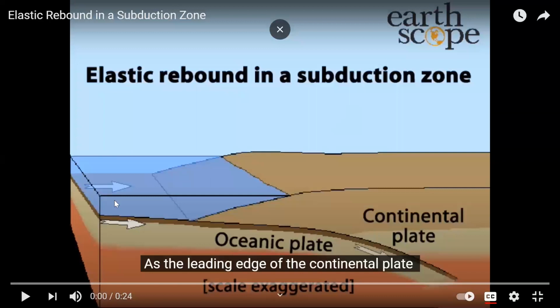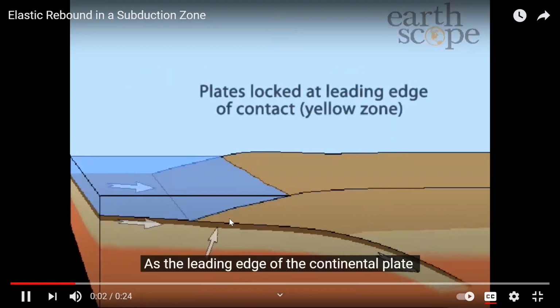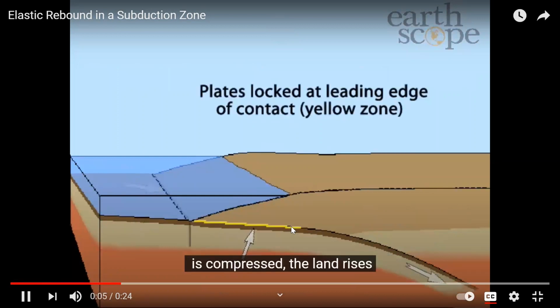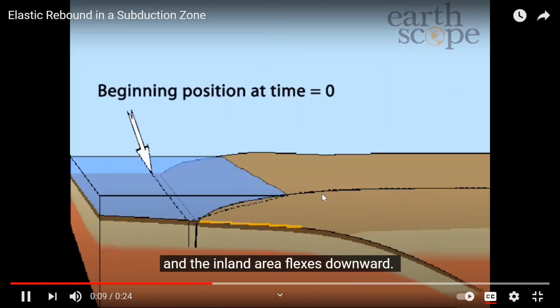So we could see that process in this animation here, where we have this oceanic plate subducting, in this case, under a continental plate. Here is the actual plate boundary along the surface, and then here is the fault. See, as they converge, it's locked together in this yellow zone by friction. So as a result, this overriding plate begins to deform.